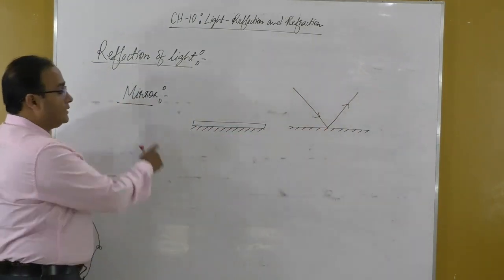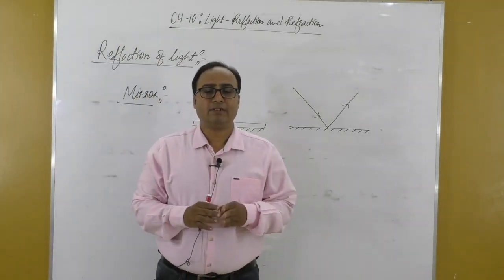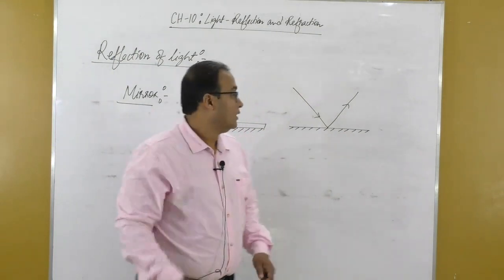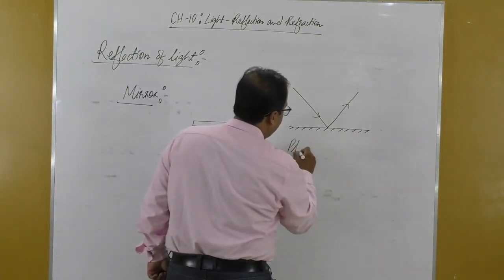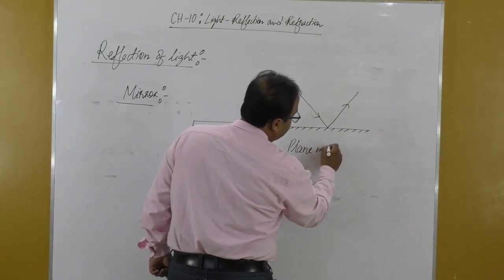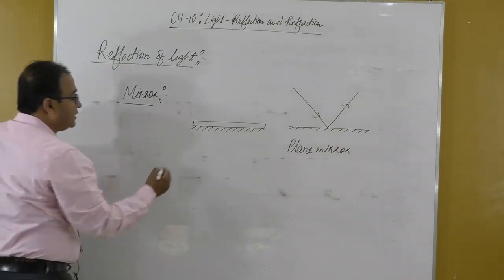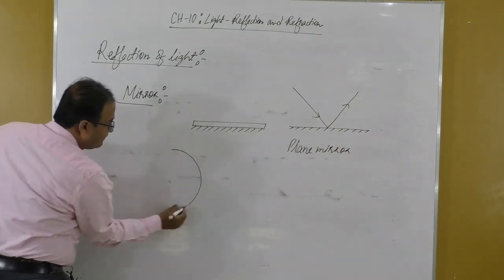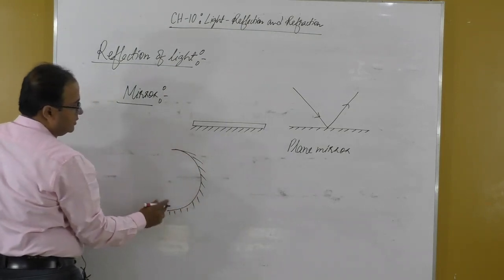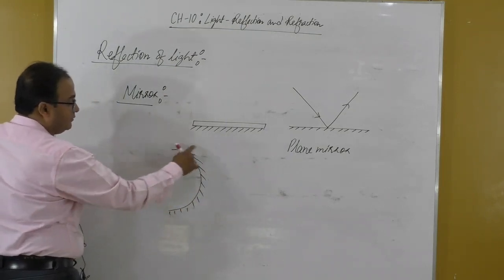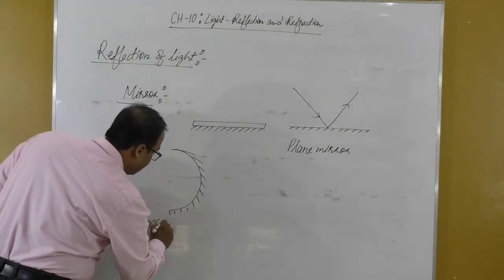So, what is a mirror if I ask you? A mirror is a highly polished reflecting surface. If it is a flat reflecting surface like this, it is called plane mirror. Mirrors may be the part of sphere, which is, if it is part of a sphere and polished from outer side, this mirror is called concave mirror.